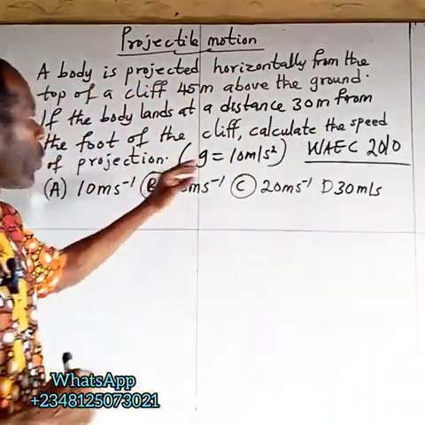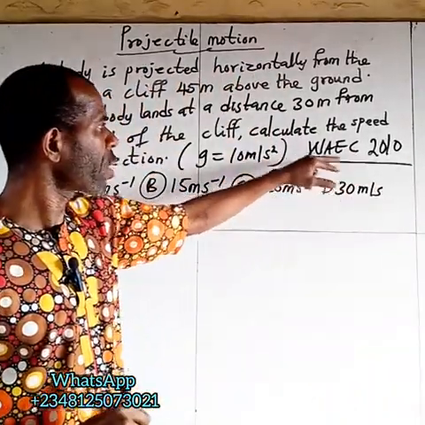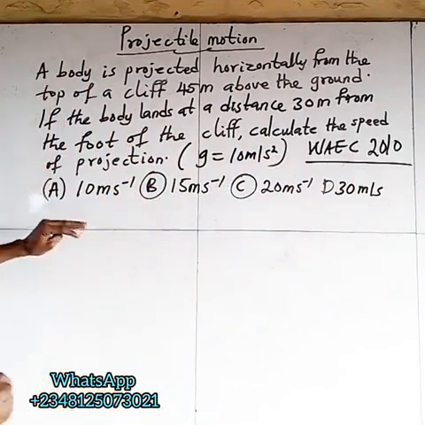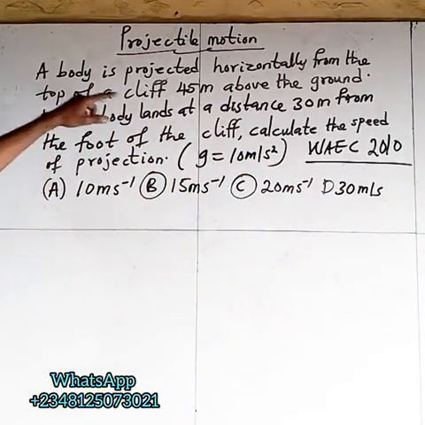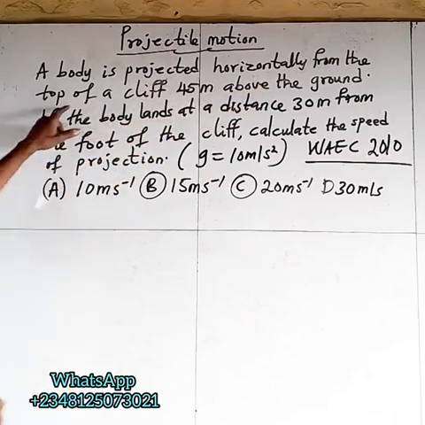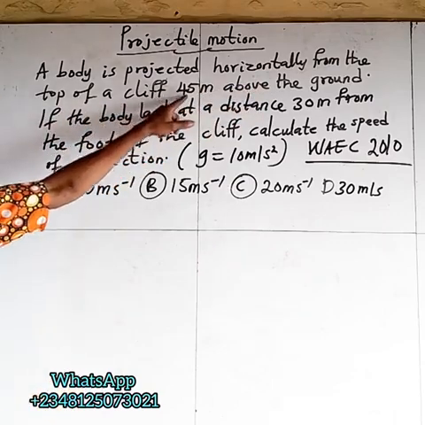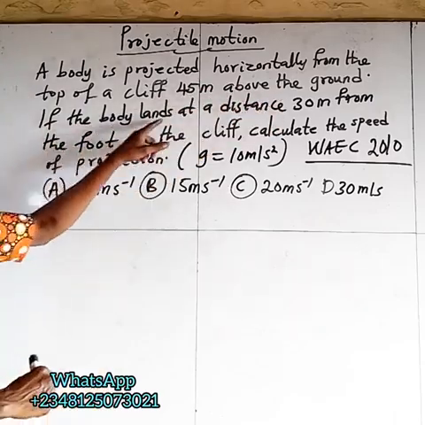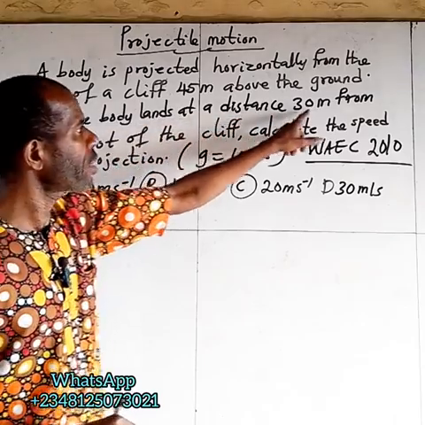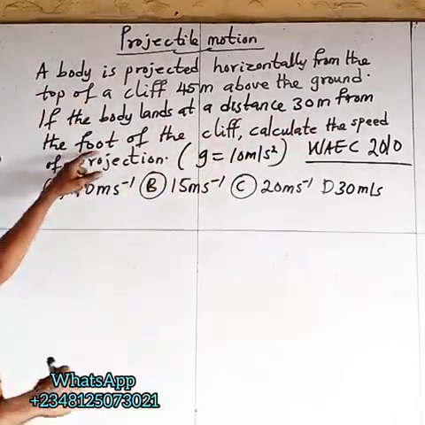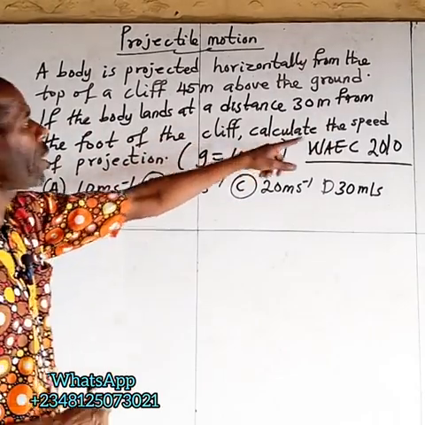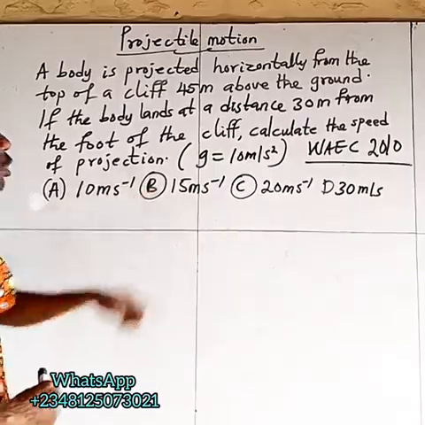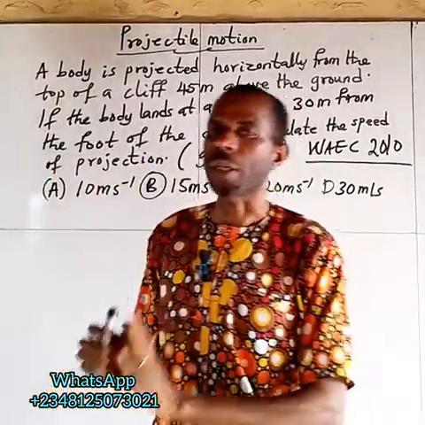The question says, a body is projected horizontally from the top of a cliff 45 meters above the ground. If the body lands at a distance 30 meters from the foot of the cliff, calculate the speed of projection. Take g as 10 meters per second squared.